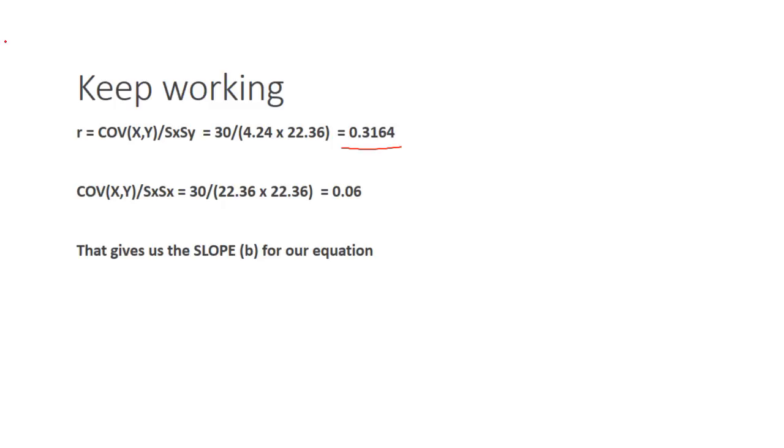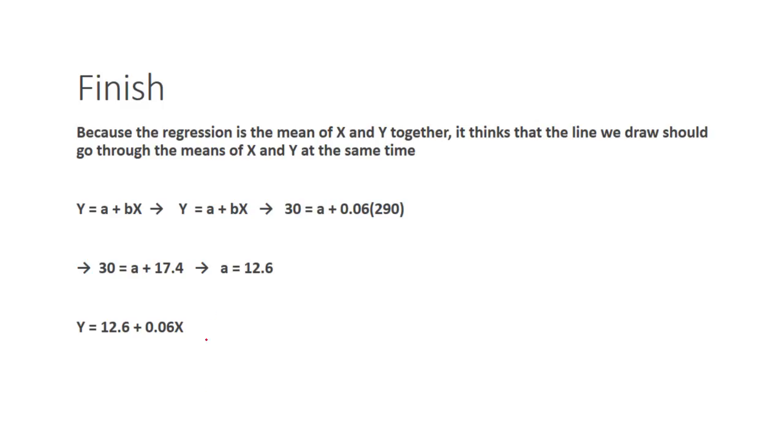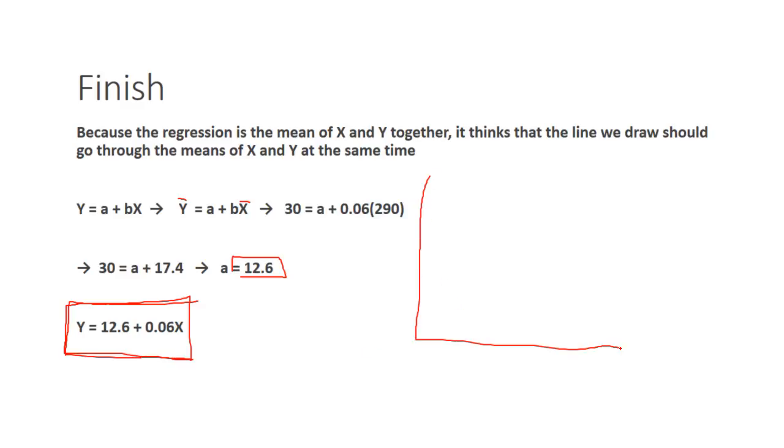Okay, so then I take the covariance, divide it by the standard deviation of x twice, the variance, and I get 0.06, which is the B of our equation. And then I solve our equation. I put y bar and x bar into our equation. I solve that equation, and I get an A of 12.6, and I get this equation right here. Okay? So what I have is a regression line that looks like this.